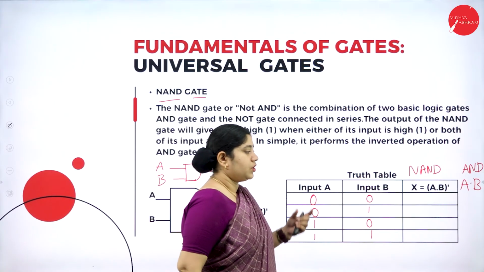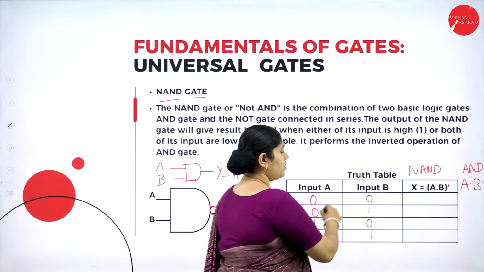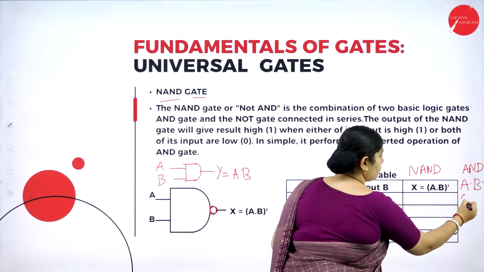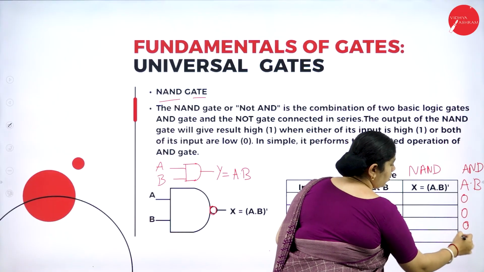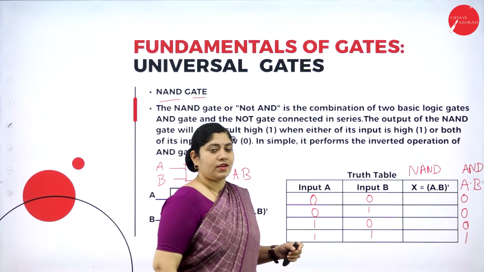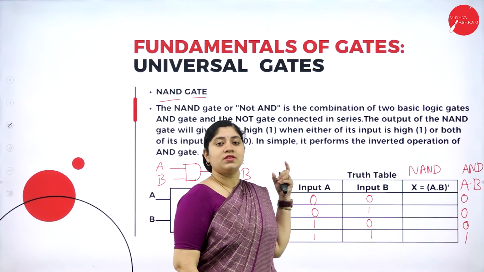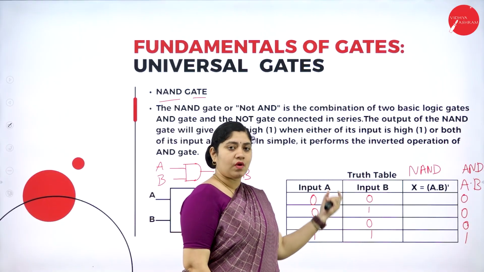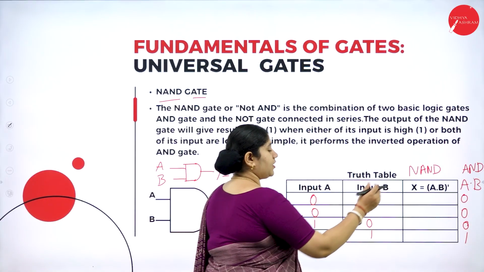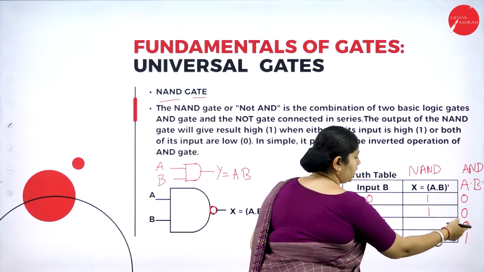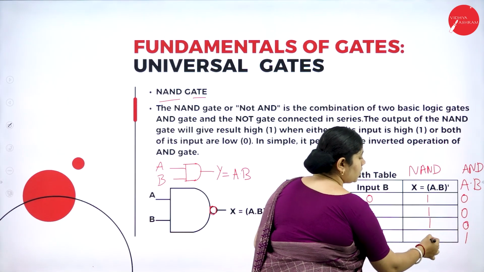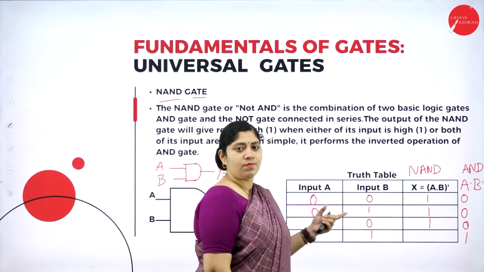So 0 into 0 gives us a value of 0. Similarly, 0 into 1, again it's a 0. 1 into 0 is 0. 1 into 1 is 1. Alright. Now, as we know that the NAND gate is a complemented form of the AND gate, let's directly complement it. So the complement of 0 is 1, the complement of 0 is again 1, again the complement of 0 is 1, and for the last bit, it's the complement of 1.